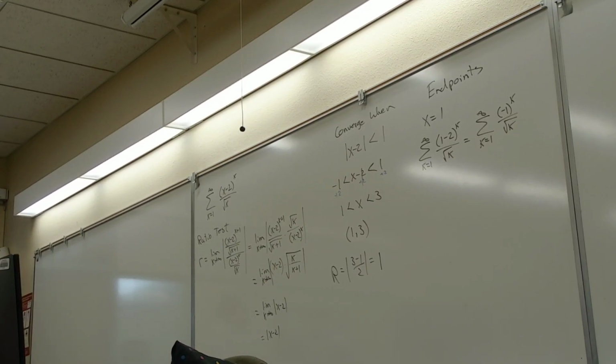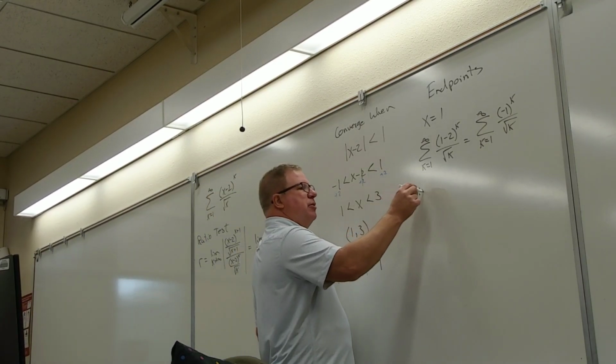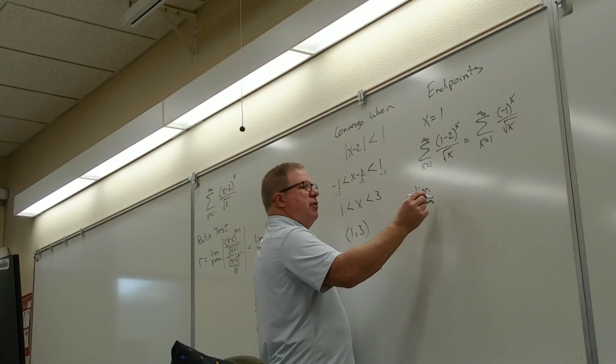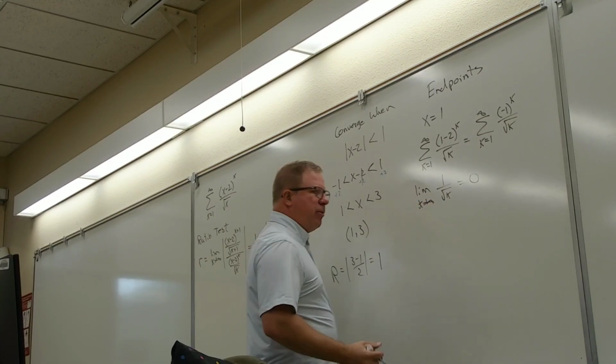Now, if that -1 was not up there, if it was just 1 over root k, we could use p-series, because square root of k is like k to the 1/2. So p would be 1/2, and we would say it diverges. That's less than 1. But we have that -1 there, so this is an alternating series. So let's use the alternating series test. Limit as k goes to infinity of 1 over square root k is going to be 0.